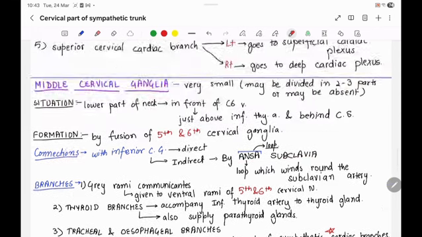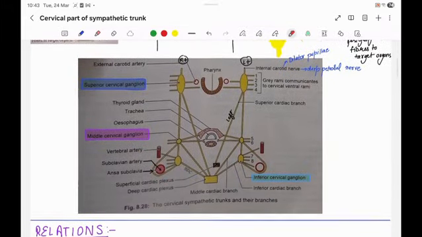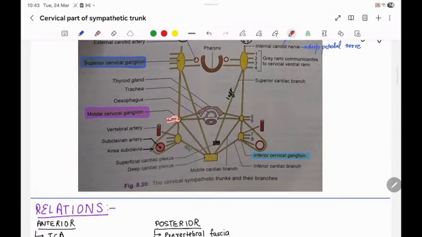Its branches we have 4. Let's see in the diagram. So we see 2 are the gray rami communicantes with cervical nerve 5 and cervical nerve 6. One is going to the thyroid gland, and some are going to the trachea and esophagus, and also we have the cardiac branch, middle cardiac branch. They were superior cardiac branch, here we have middle cardiac branch. As I told you, only the left superior cardiac branch goes to the superficial cardiac plexus, every other branch goes to the deep cardiac plexus.